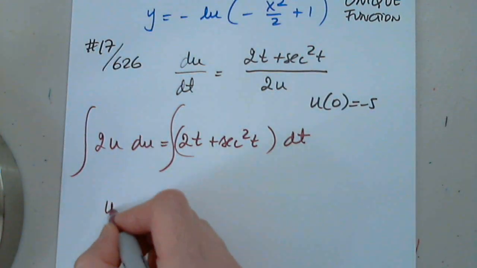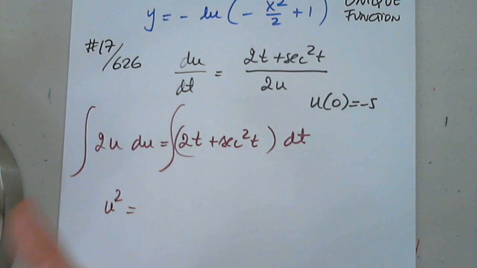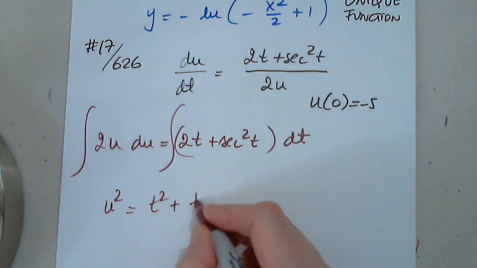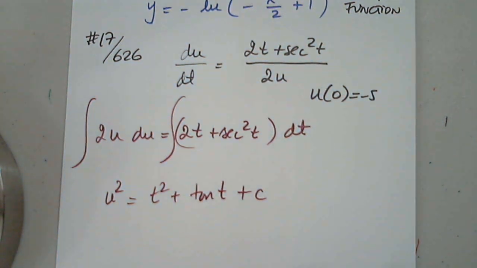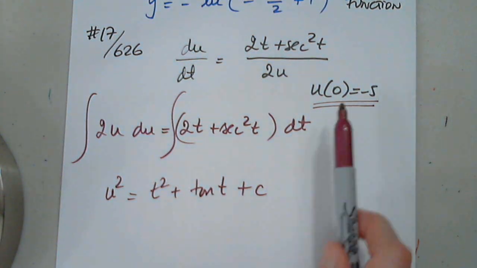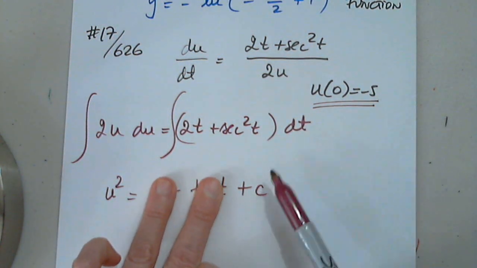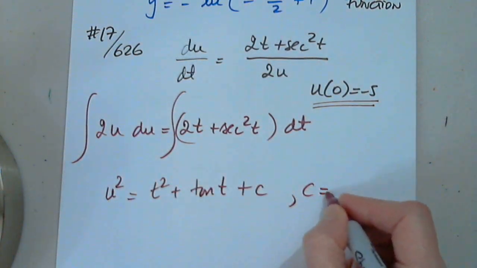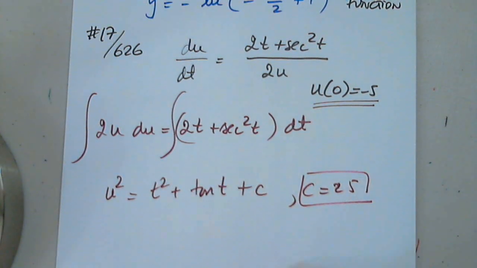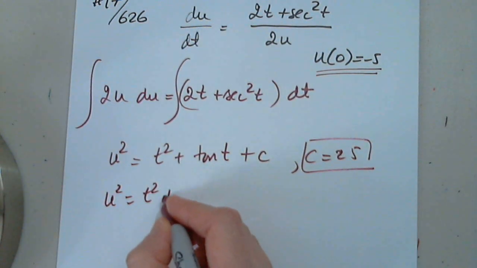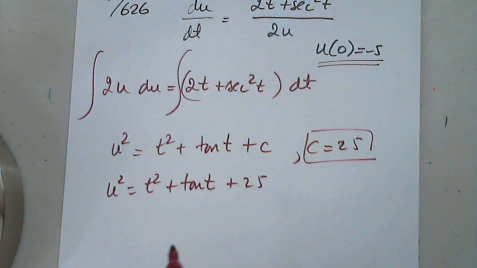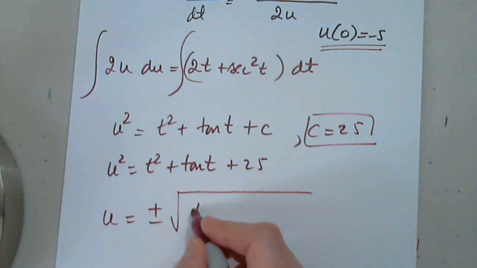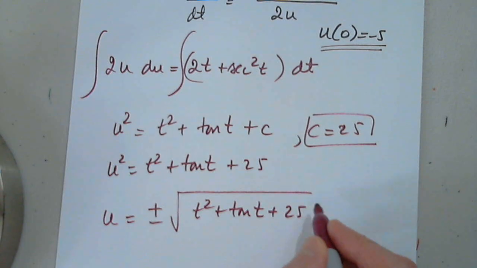So 2u squared over 2, so it's simplified, the 2, equals, again here, t squared plus, which function prime is secant squared, so it's tangent t, plus a constant c. We are told, though, that when t is 0, these two are 0, u is negative 5, so negative 5 squared will give us c equals 25. So therefore we have u squared equals t squared plus tangent t plus 25. In order to find u, we'd have to take the square root from both sides, and I have to write plus or minus the square root of t squared plus tangent t plus 25.